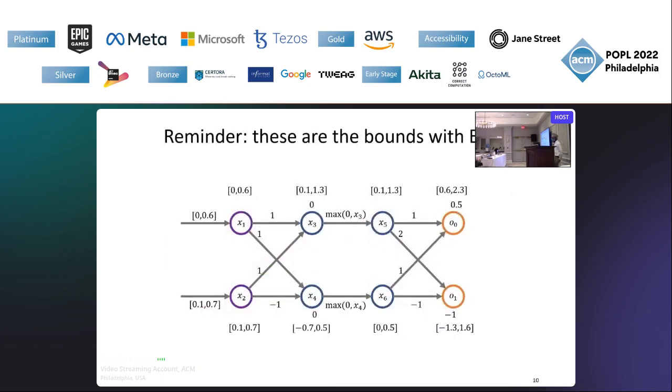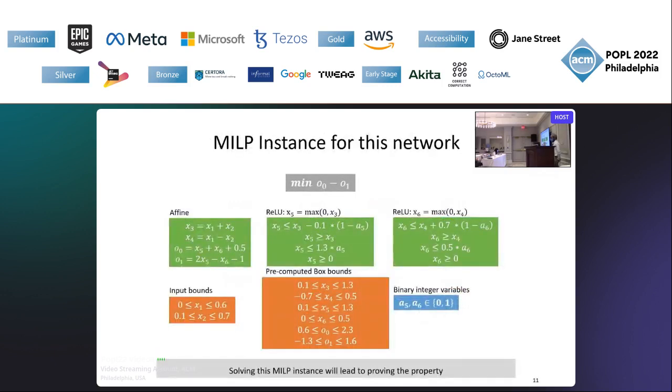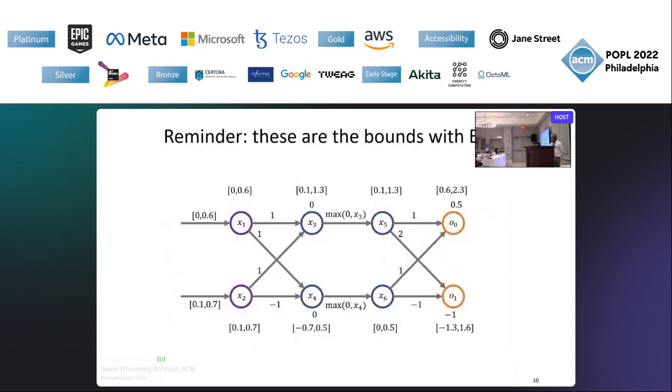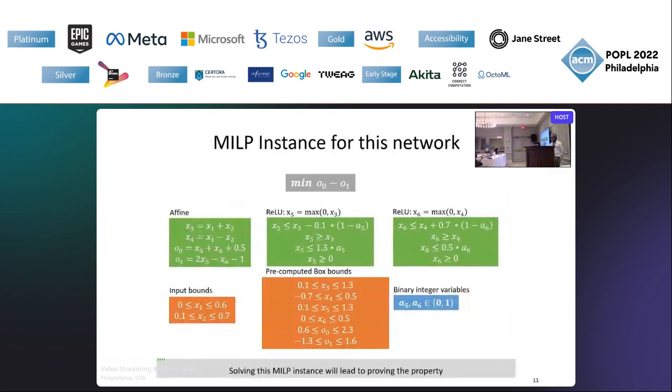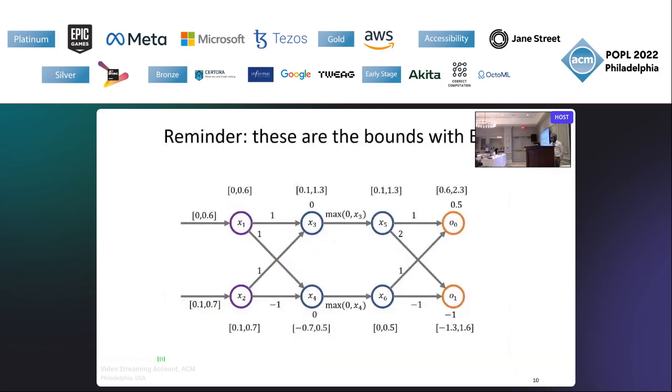Okay, so this is what Matthew had shown. The bounds that he presented were correct. He was just missing the biases over the neurons, 0.5 and -1. So these are the results that we saw in the previous analysis, and we could see that the property cannot be verified with box. And now we will see how we can verify the same thing with mixed integer linear programming, right? So from the network, we have extracted all the affine transformations. So x3 was equal to x1 plus x2, and O0 was equal to x5 plus x6 plus 0.5.